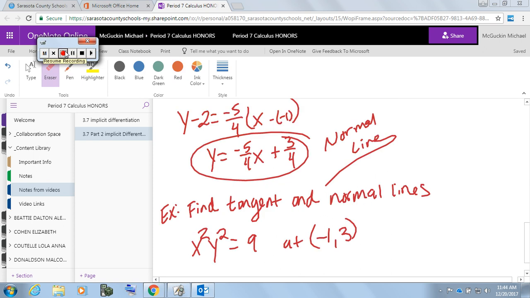All right guys, so our example to check for understanding here: find the equations of the tangent and normal lines to x squared plus y squared equals 9 through the point negative 1, 3. And we will look into that first thing tomorrow.